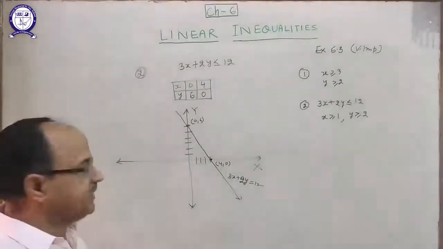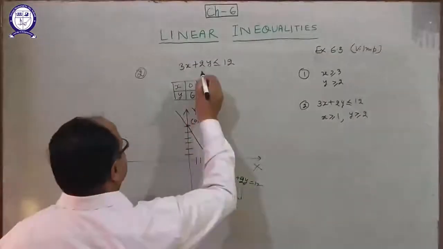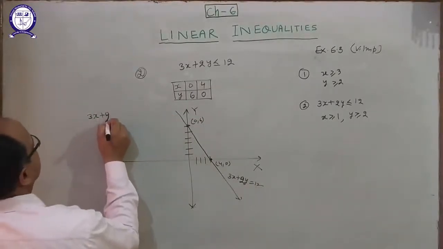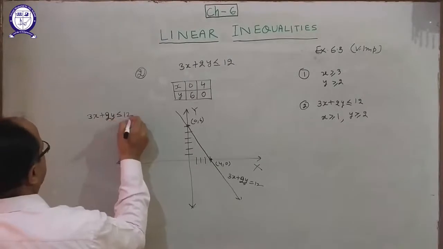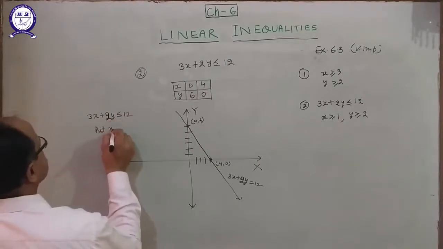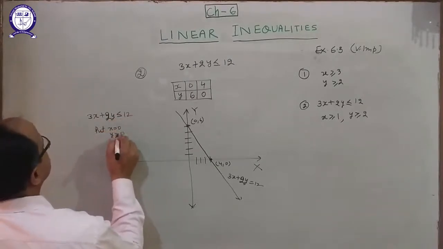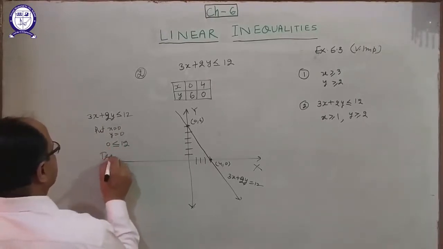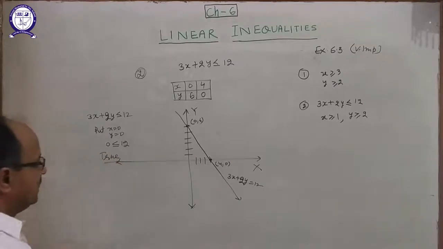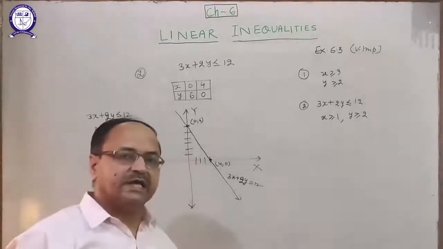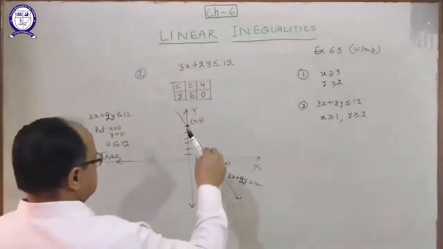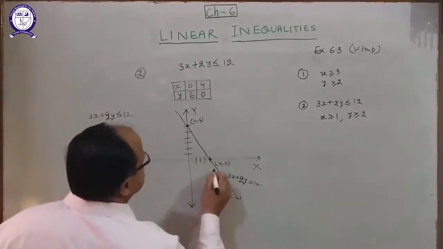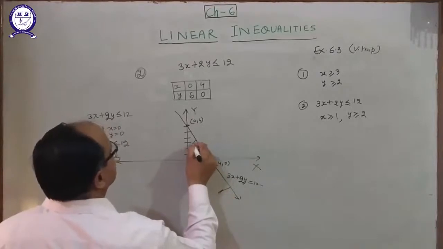So which is the shaded region? In this inequality, 3x plus 2y less than or equal to 12, put x is equal to 0, y is equal to 0. So 0 less than or equal to 12. Is it true or false? It is true. If it is true, the shaded portion lies towards the origin. This portion. Correct?